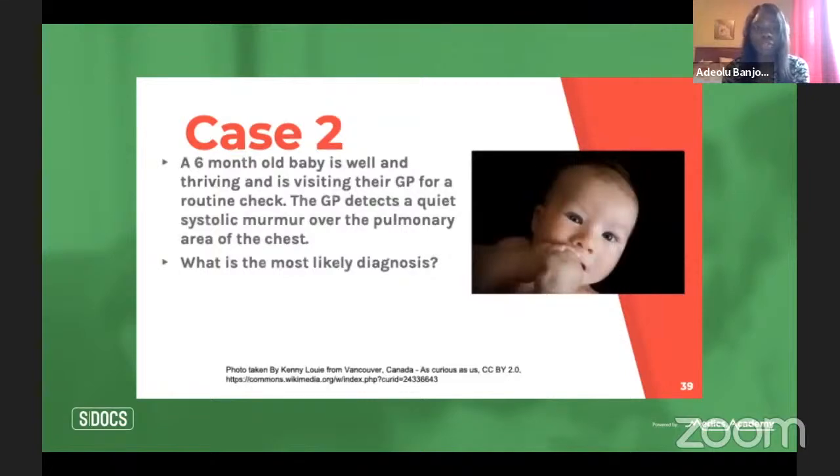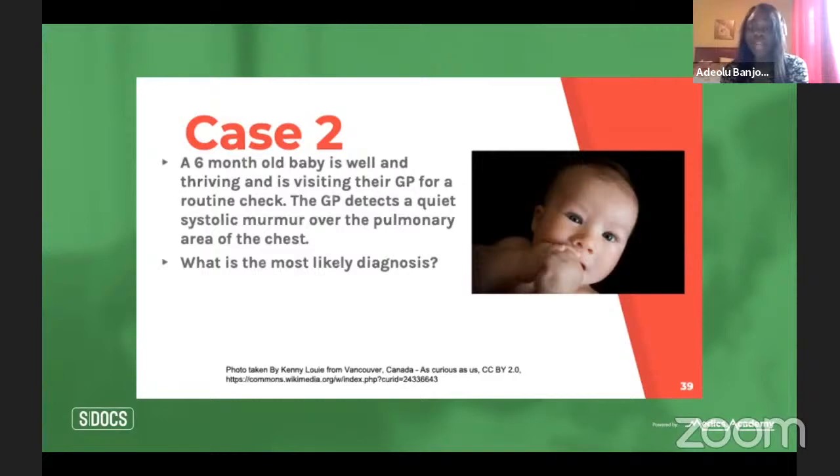Okay, so now on to case 2. A 6-month-old baby is well and thriving and is visiting their GP for a routine check. The GP detects a quiet systolic murmur over the pulmonary area of the chest. What is the most likely diagnosis? So this is quite different from the previous case because this baby is completely asymptomatic and is well and thriving, but the only sign is a quiet murmur over the pulmonary area of the chest.